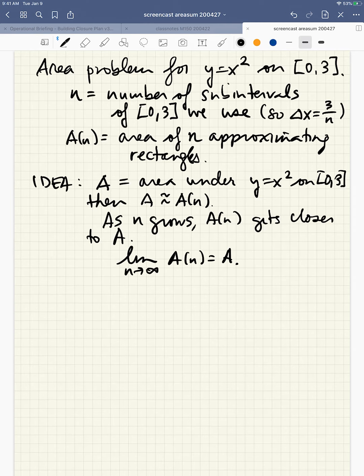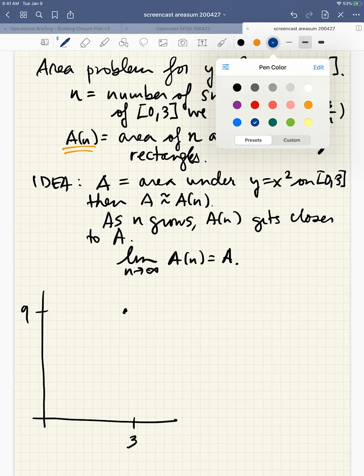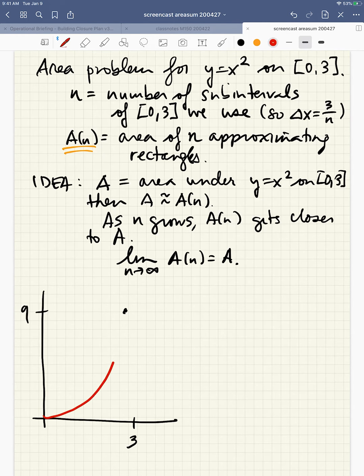So let me show you how I worked up this function, or an expression for A_n. That's what I'm going to do: I'm going to show you a formula for A_n. So let's just draw a picture. My graph of y equals x squared looks like this. We're on the interval from 0 to 3.